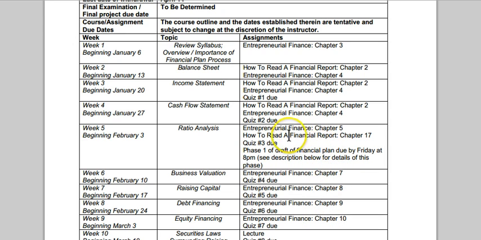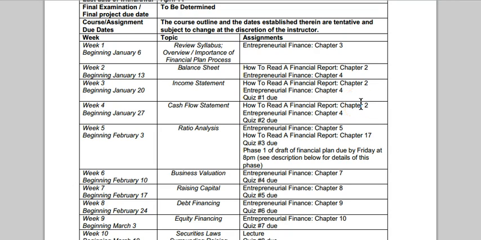There are chapters in two different books that are required for the course. There is not reading from both books in every week. Sometimes there are, sometimes there aren't. You'll see here, this is not an error. We've got financial report chapter 2 here, how to read a financial report chapter 2 here, how to read a financial report chapter 2 here.